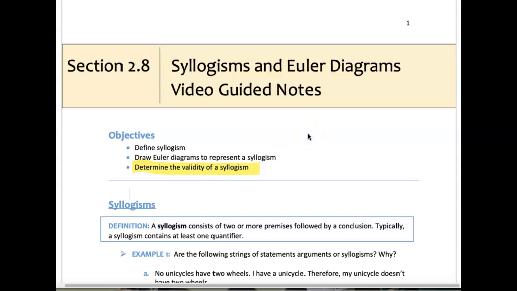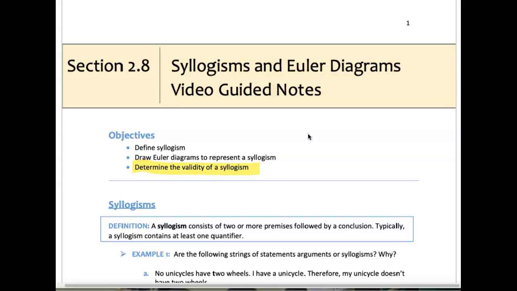Hi, in this video for section 2.8, we will discuss the third objective. The third objective is to determine the validity of a syllogism. That is, to determine if a syllogism is valid or invalid.